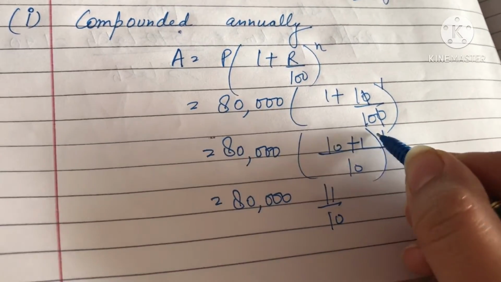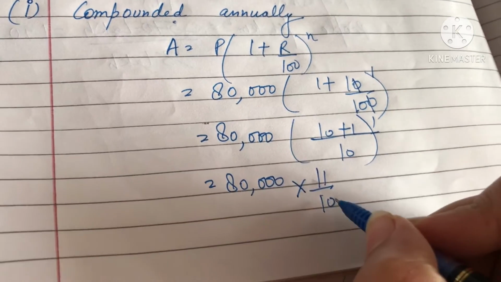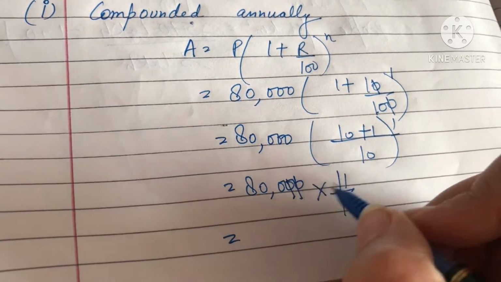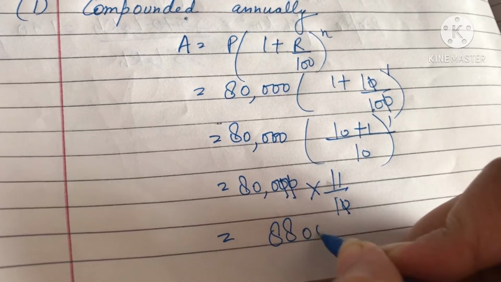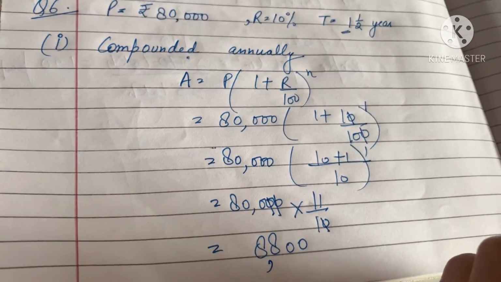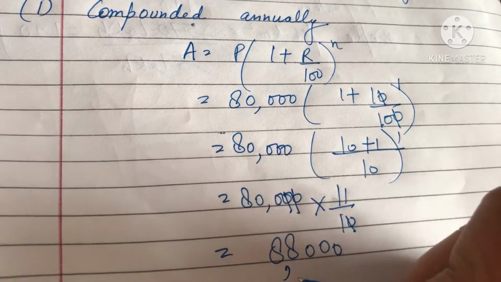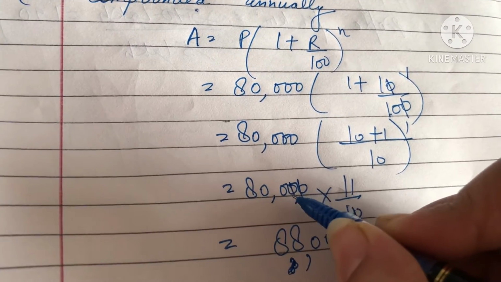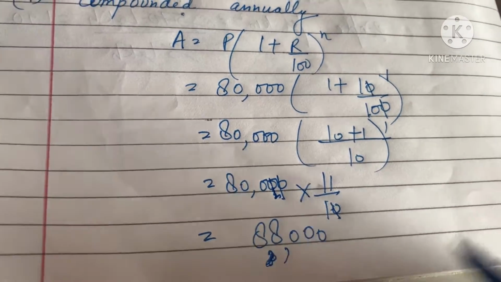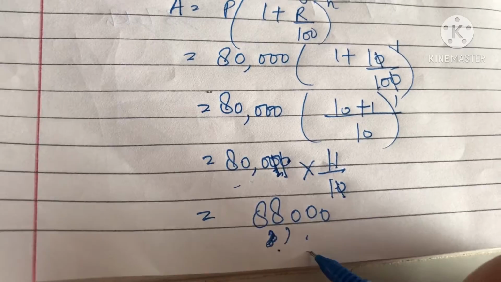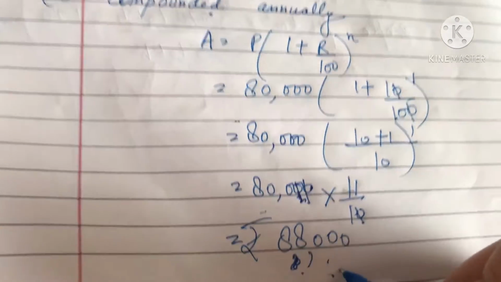11 upon 10, how many times do we have to write? Only one time. 11 8s are 88. One 0 is cancelled, so three zeros will come here. 11 8s are 88, so it is 88,000 rupees.